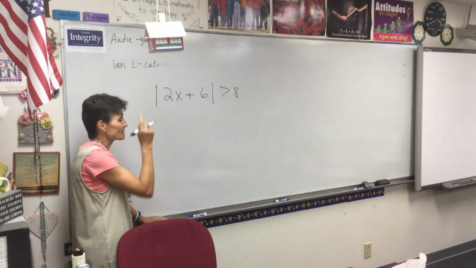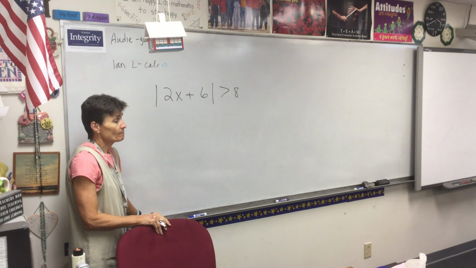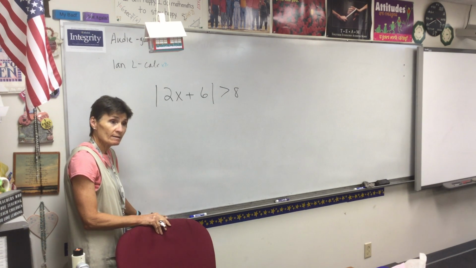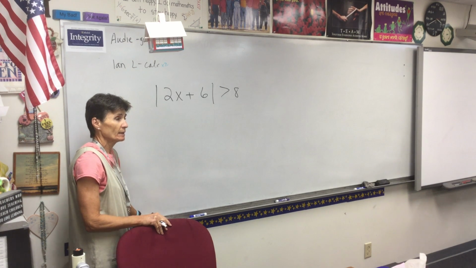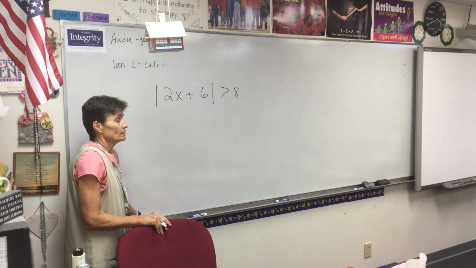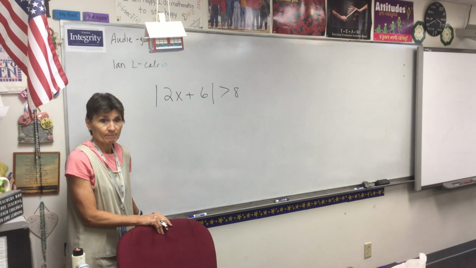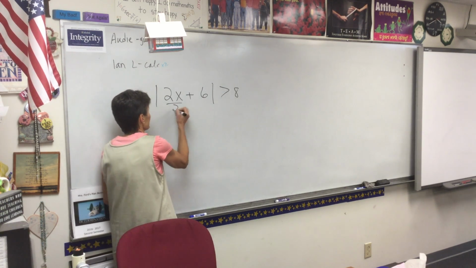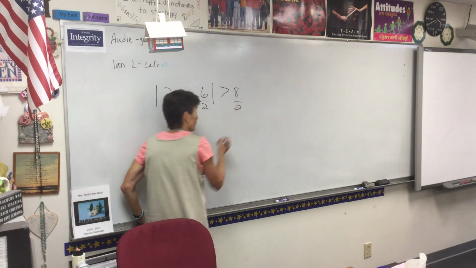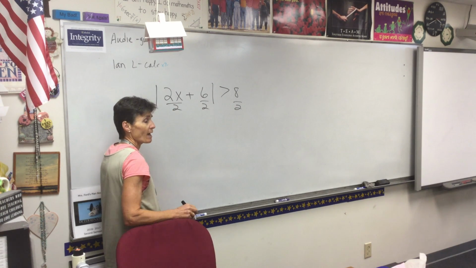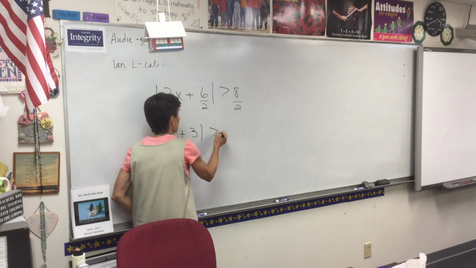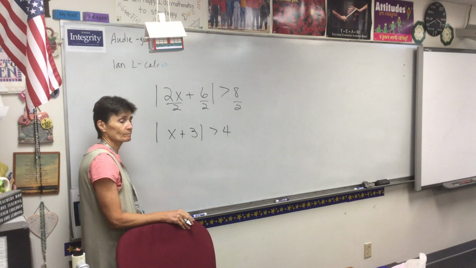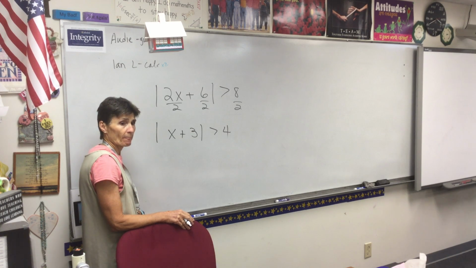So here is an absolute value inequality. We're going to have one of these on the test, just like we had on the practice test. This one I made a little bit harder, because there's a 2 in it. So we'll divide everything by 2. We are perfectly capable of doing that. We practiced that. So we have |x + 3| > 4, right?